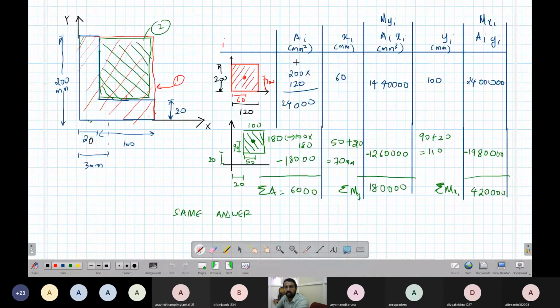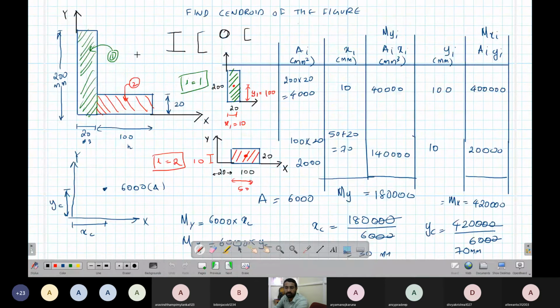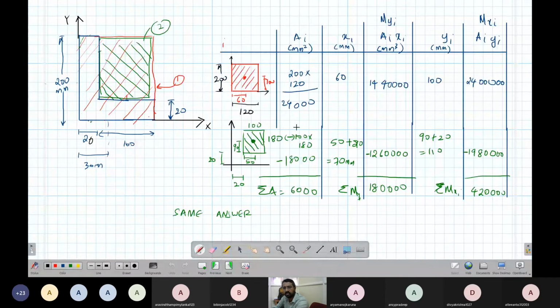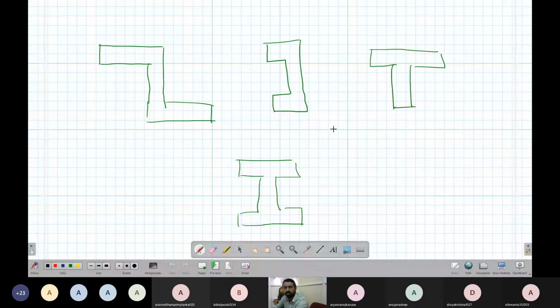I also told you there is a difference. This we did in two different ways. One, the body I consider as a full rectangle, and the cut-out rectangle I consider negative area. Both ways you can do it. The only thing is that you have to consider negative area. So this also we have done. I told you different shapes are possible, so different shapes you can find.